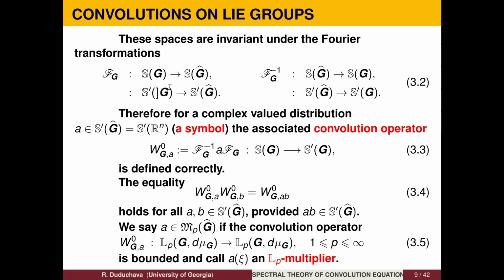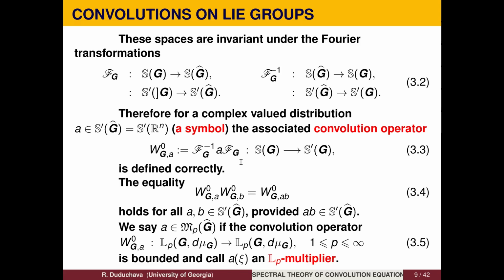And the Schwarz space of distributions is mapped to the Schwarz space of distributions on the dual group. And for the inverse Fourier transform, the same. It maps, again inversely, of course, the Schwarz space on the dual group to the Schwarz space on the group. That's why, if we take now a function which is a distribution on the dual space, in our case a distribution on Rn, then we can define correctly the convolution operator this way.